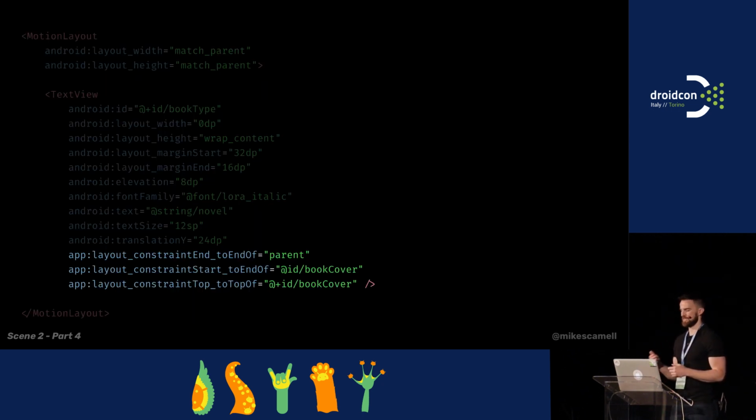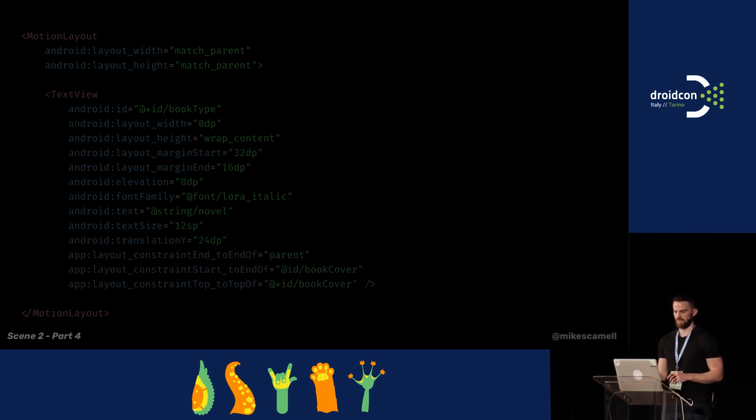The slide part is pretty simple. In our layout, we constrain all the items to the end of the book cover and to the end of the parent. This means that when the book cover animates to the top left of the screen, the items will move towards it from the right.